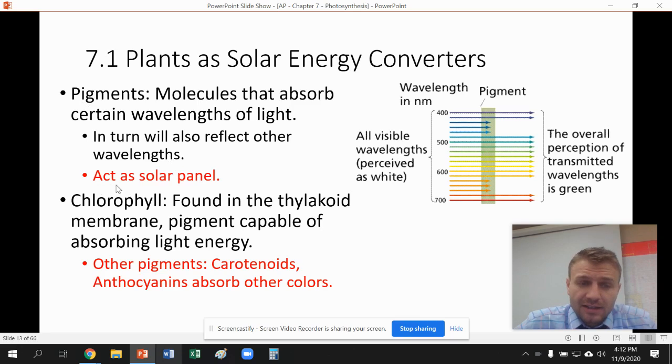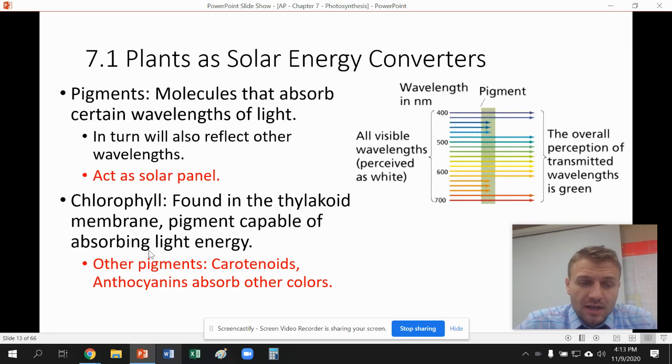These pigments are going to act as solar panels in the photosystem, which is like a power plant, or a solar power plant. So imagine these guys are just individual solar panels. They're going to absorb some wavelengths of light. And then you have the power plant, which is going to absorb a lot more than just the individual panels. We see a lot of chlorophyll in the plants today.